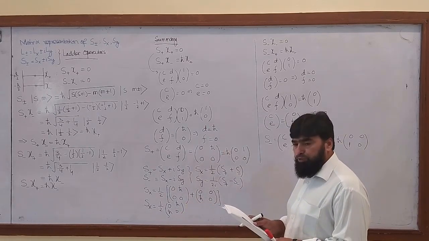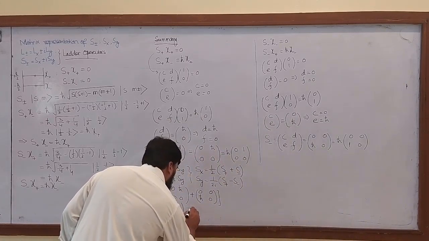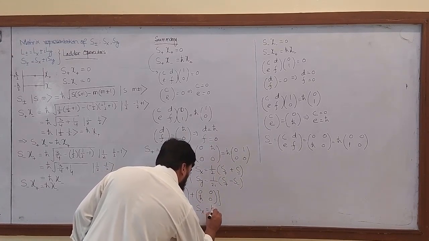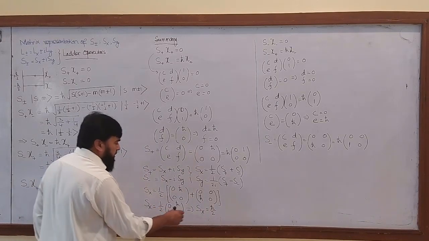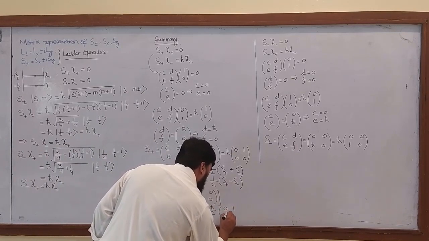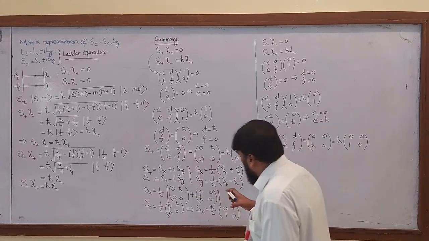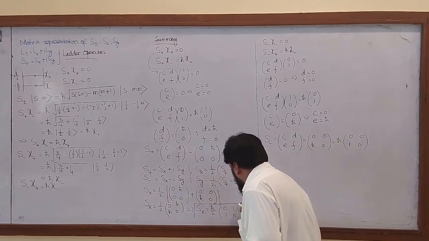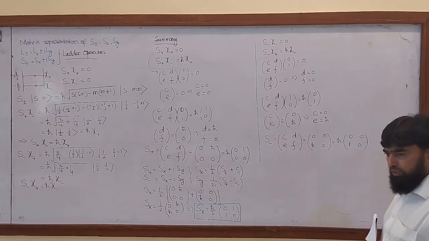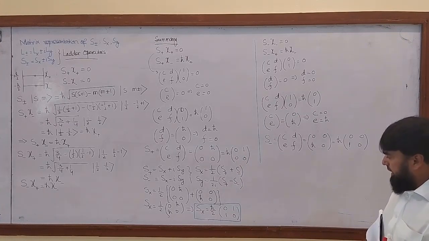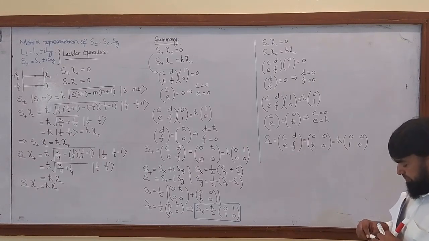And if I take h bar common, then I will have Sx equal to h bar over 2, because 2 is coming from here, times the matrix 0 1 1 0, and this is the matrix representation of Sx, right? Sx is h bar over 2 times 0 1 and 1 0.